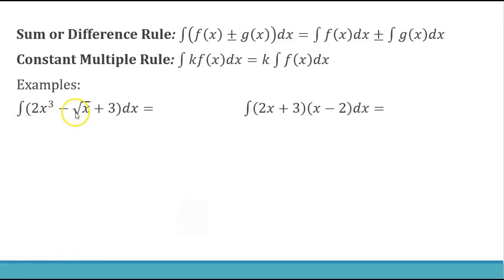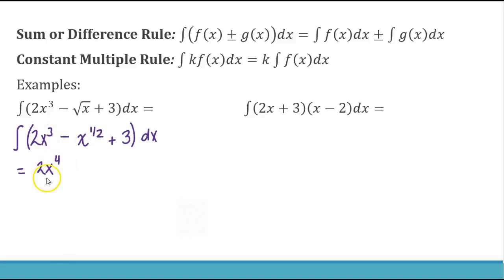So first, I'm going to go ahead and rewrite this so that I can apply the power rule for integrals to each piece. So I have 2x cubed is set up perfectly for me, so I'm going to leave that. And I'm going to rewrite this as x to the 1/2, and then I have 3. So I haven't taken the antiderivative yet, so that's why the integral sign is still there. So if I'm going to go ahead and apply the power rule, well, the constant just stays. So I have 2x to the 4th.